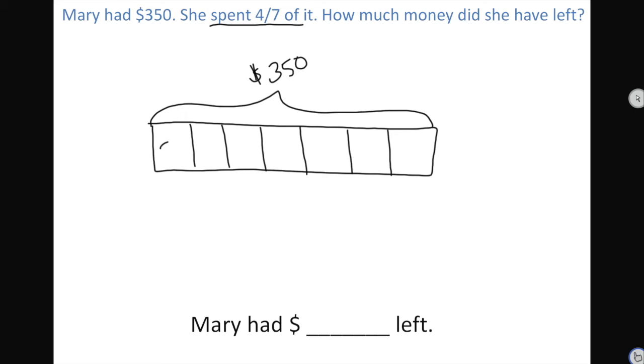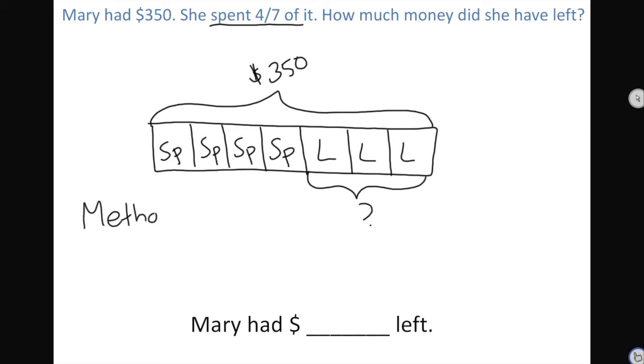I know that she spent 4/7 of her money, so she spent 4 out of the 7 units. And that means that the next 3 units are what was left over, and that's what we want to find. How much money did she have left? I can solve using method 2, which is finding a fraction of a whole.